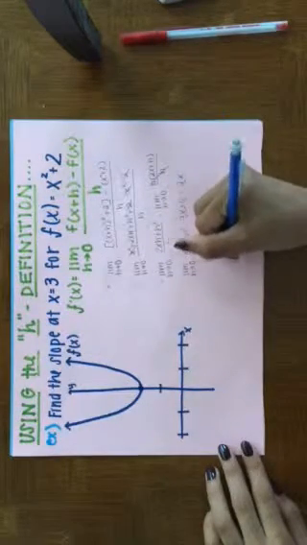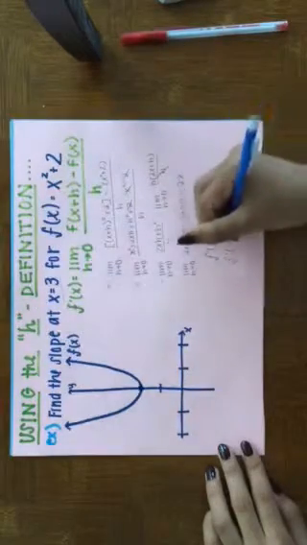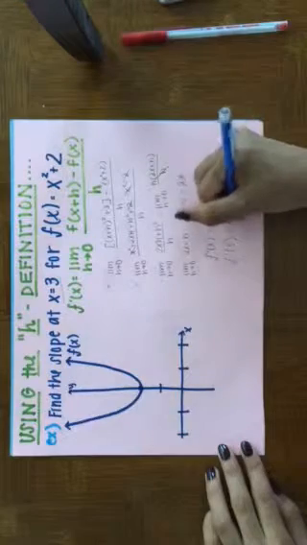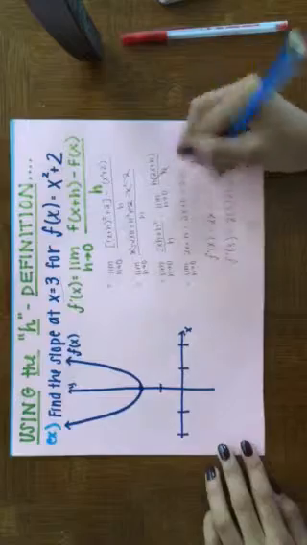However, at 3 specifically, which is what the question asks us, we will plug in 3 for the x value, and the slope at x equals 3 is specifically 6.